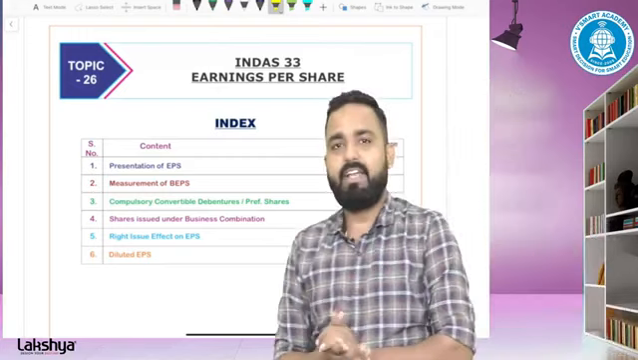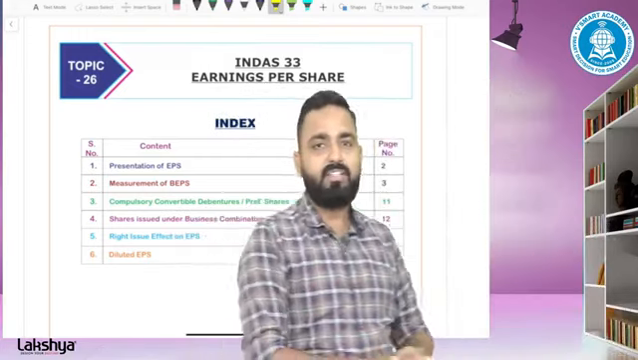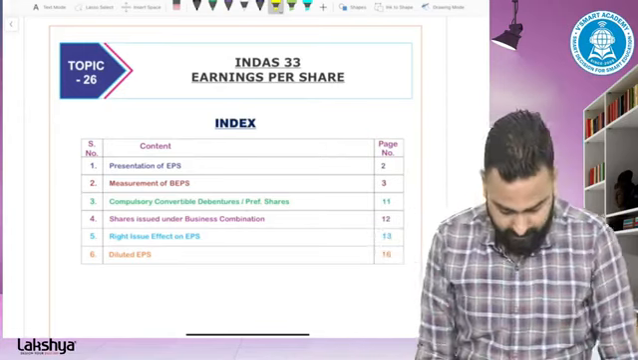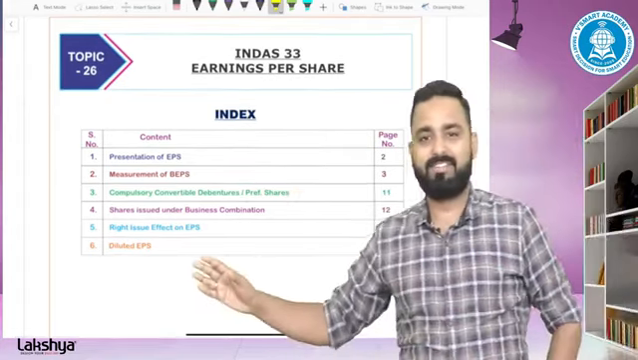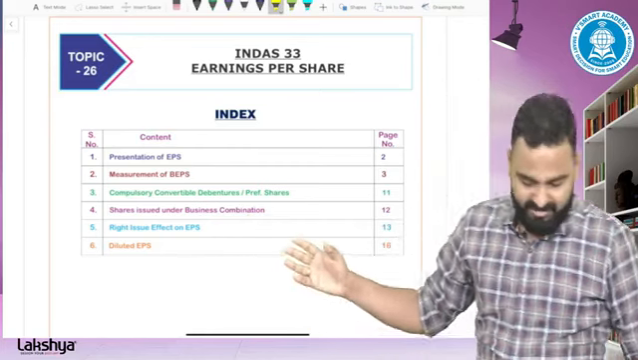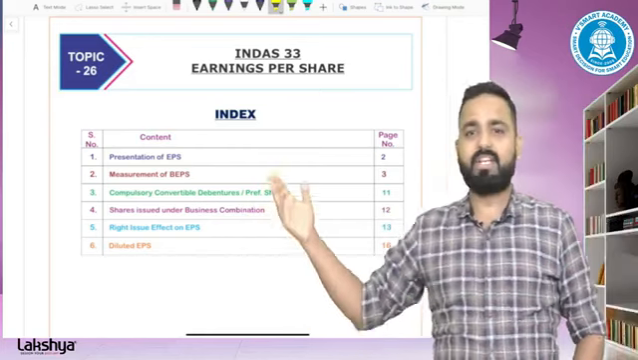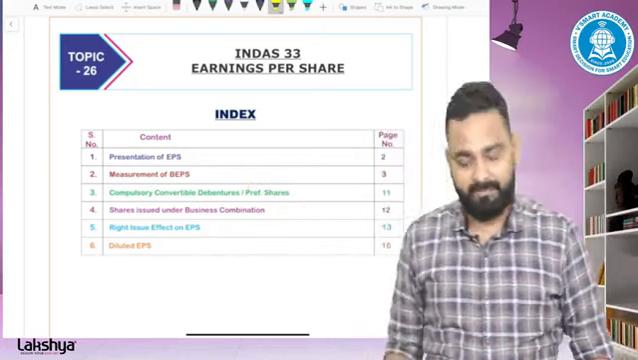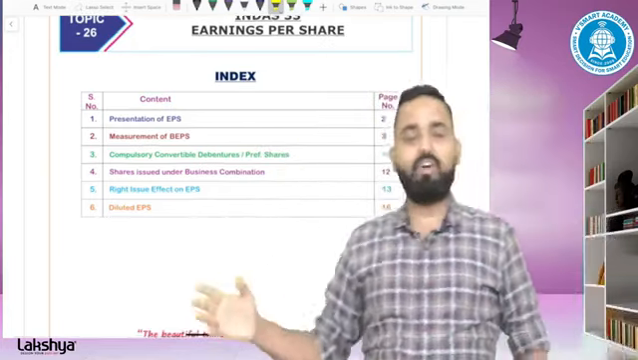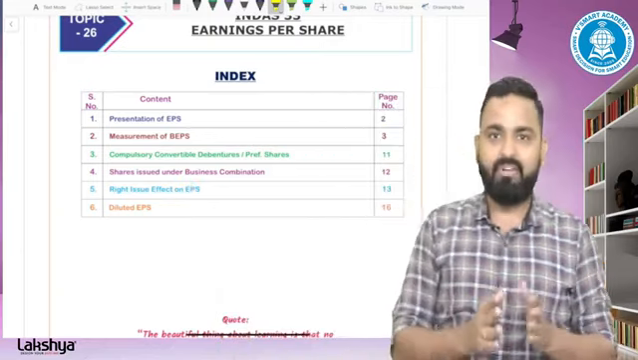Okay, so now we are starting Ind AS 33, that is earnings per share. If you can see the index, very few concepts are there. It seems very few concepts are there, but not like that. Each and every concept will take time.